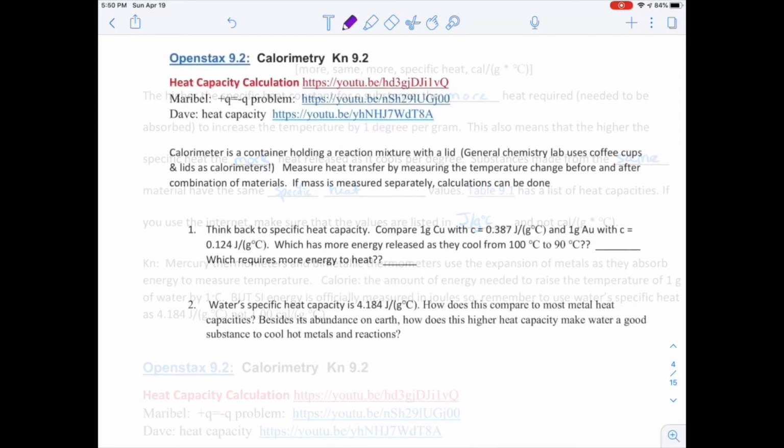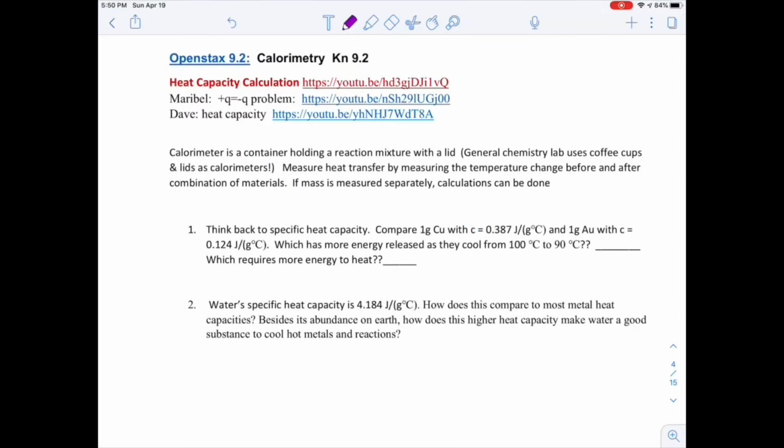A calorimeter is a container that holds a reaction mixture with a lid, and it keeps any heat that's being produced from leaving to the environment before you can measure it. In general chemistry, we actually do use coffee cups and lids with a thermometer going through the top as a calorimeter. Then you measure the heat transfer by measuring the temperature change before and after you combine the materials.